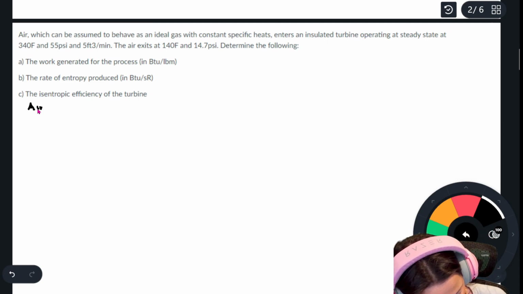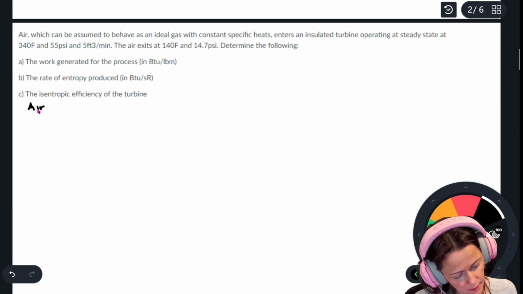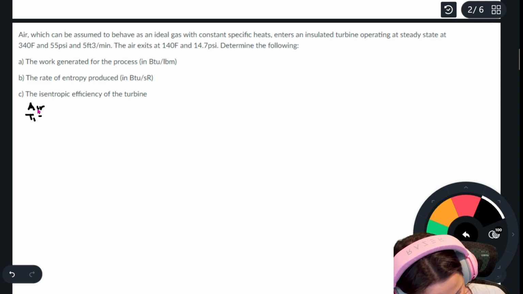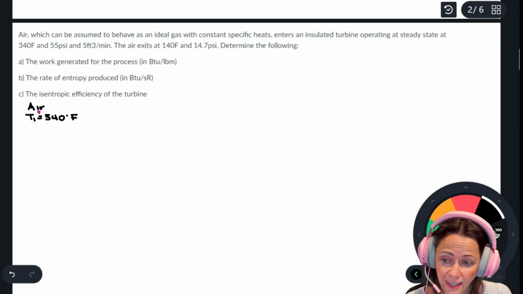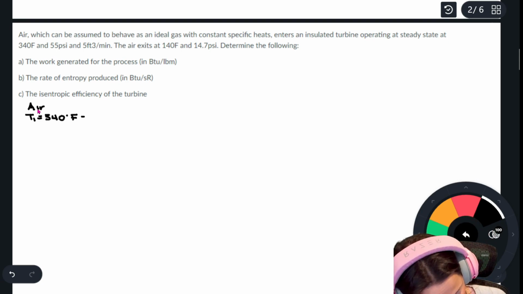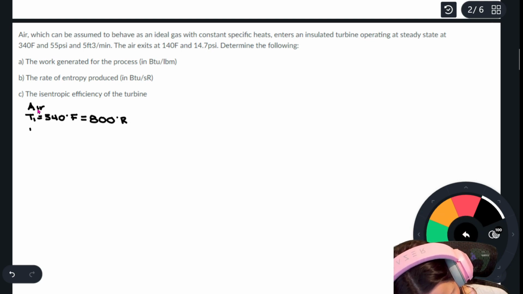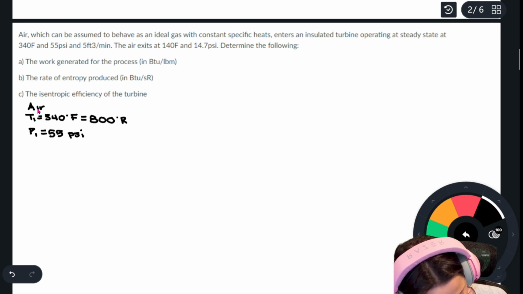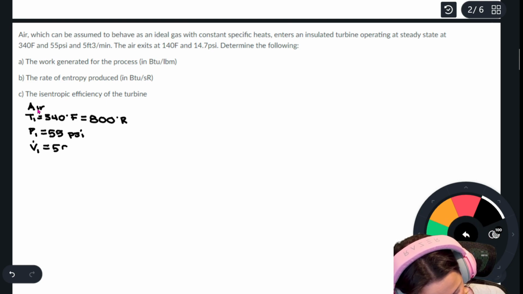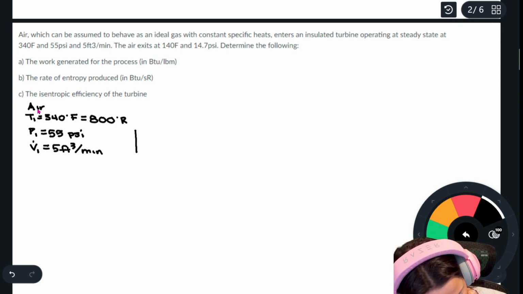Got air coming in. It is coming in at T1, 340 degrees Fahrenheit. And I might as well just go ahead and put this in degrees Rankine just in case that I need to. And then let's see, it's coming in at P1, 155 PSI, and then we're given a volumetric flow rate, V dot 1, of 5 feet cubed per minute. Okay, so it's coming in.